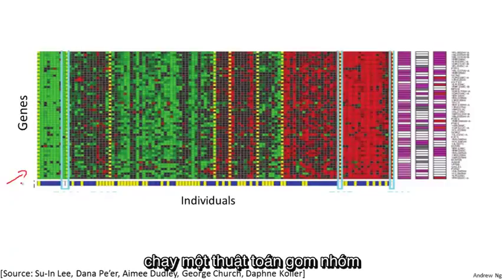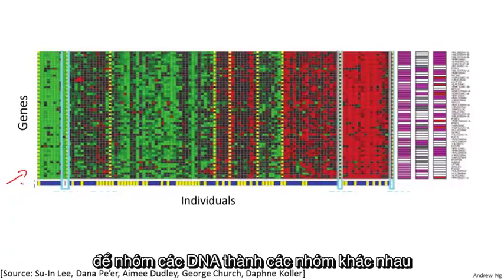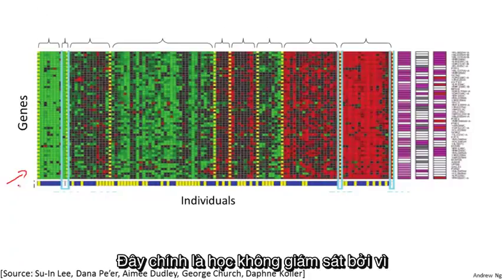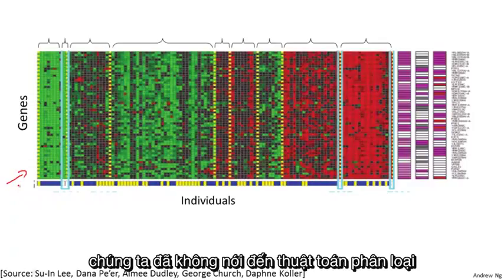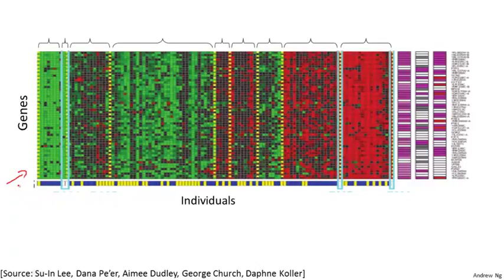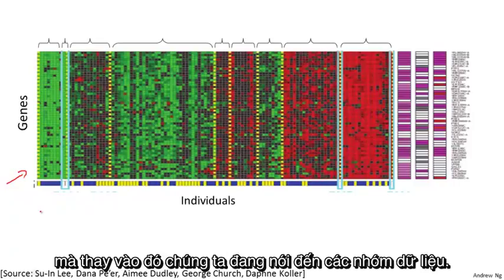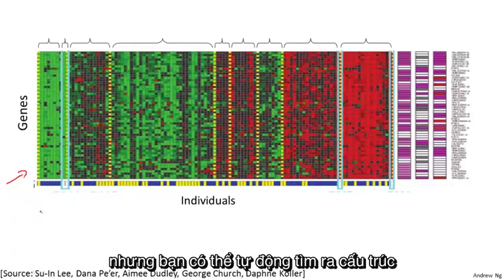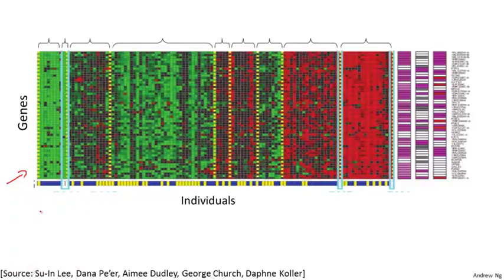And what you can do is then run a clustering algorithm to group individuals into different categories or into different types of people. So this is unsupervised learning because we're not telling the algorithm in advance that these are type 1 people, those are type 2 persons, those are type 3 persons, and so on. Instead, what we're saying is, here's a bunch of data. I don't know what's in this data. I don't know who's in what type. I don't even know what the different types of people are. But can you automatically find structure in the data for me? Can you automatically cluster the individuals into these types that I don't know in advance?